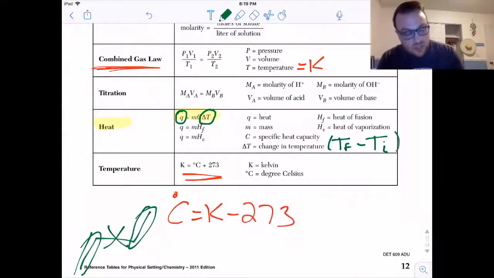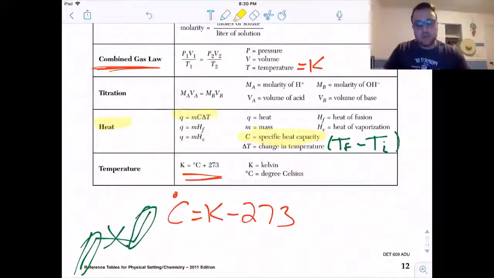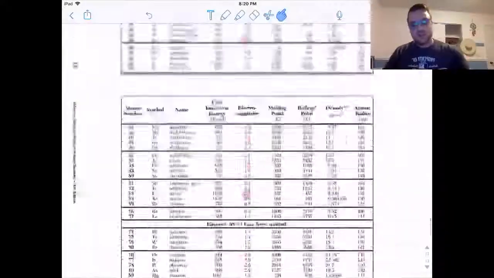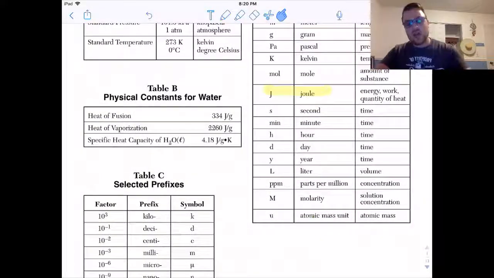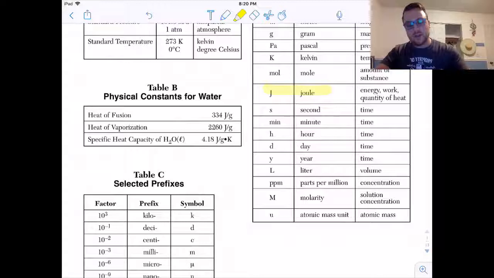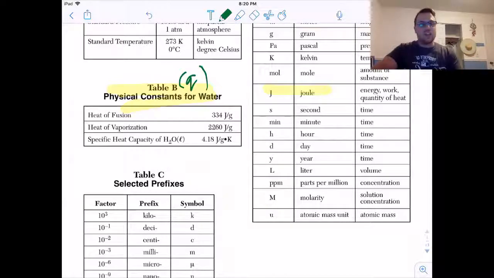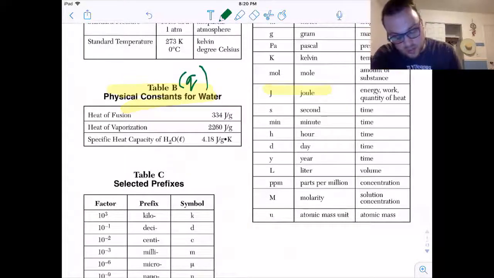A lot of students forget where C is. C is the specific heat capacity, and it's almost never given to you in the problem. So you have to do a little bit of hunting in the reference table. Go to the constants for water, Table B, which I would like to call your Q table. Anything involving one of the Q equations is from this table. And there's your specific heat capacity. So that's C in the Q equals MCAT equation.